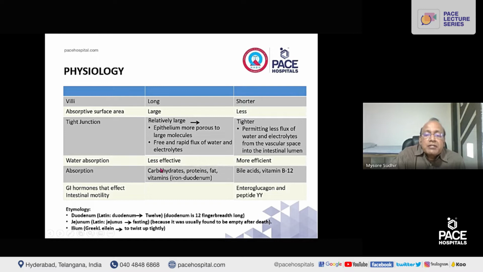Absorption of carbohydrates, proteins, fats, and vitamins is more in the jejunum, and bile acid and vitamin B12 absorption is more in the ileum. And again, we have a lot of GI hormones which affect intestinal motility, especially in the ileum, where we have enteroglucagon and peptide YY hormones.